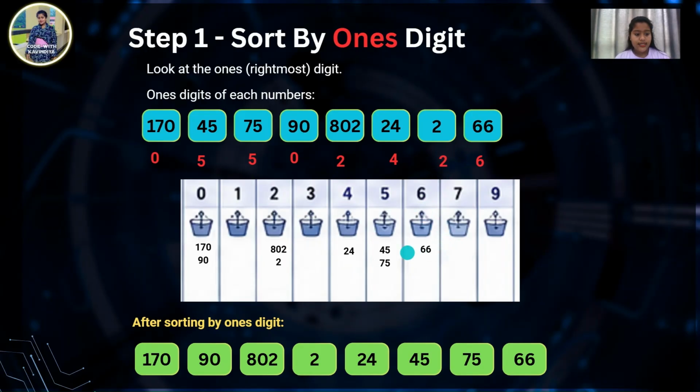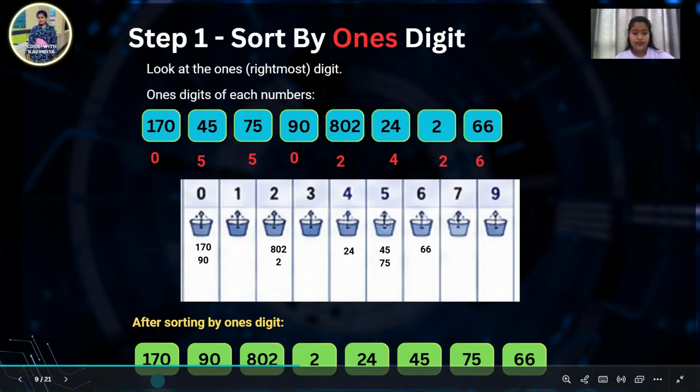So now collecting the numbers back from bucket 0 to 9, our new list becomes 170, 90, 802, 2, 24, 45, 75 and 66.